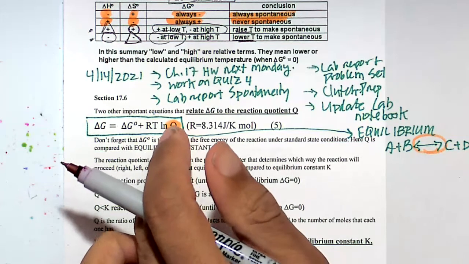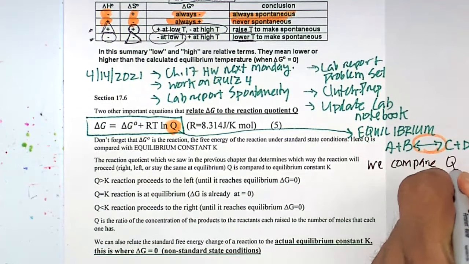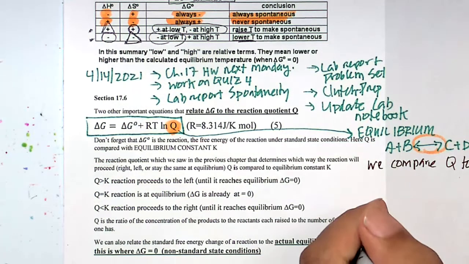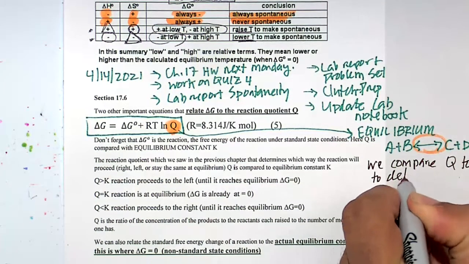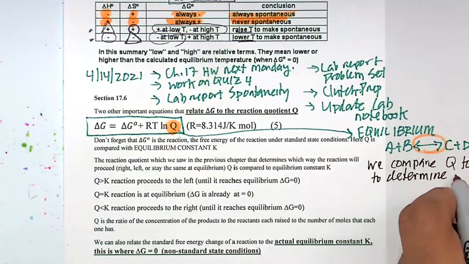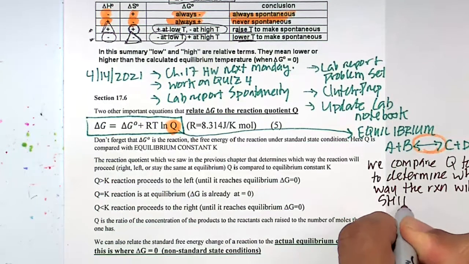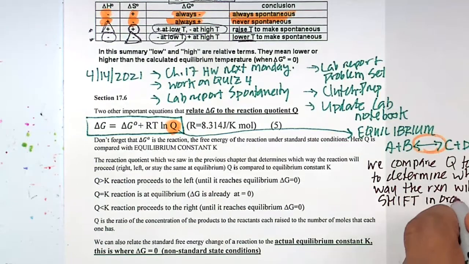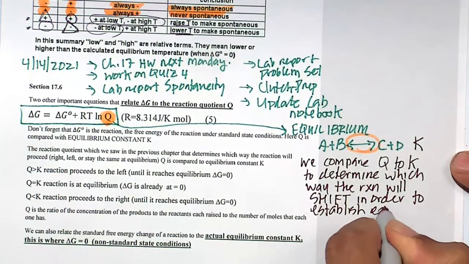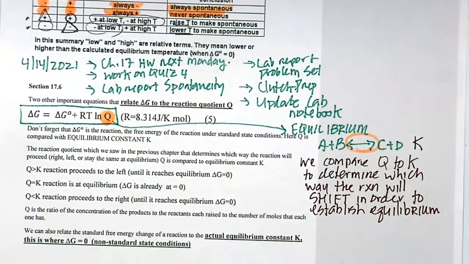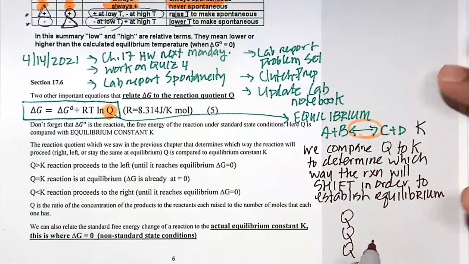But here, this equation has Q. Once again, just to remind everyone, we compare Q to K. We compare the reaction quotient Q to the equilibrium constant K to determine which way the reaction will shift in order to establish equilibrium. Remember, we always put Q first, otherwise what I'm explaining to you is going to be wrong.